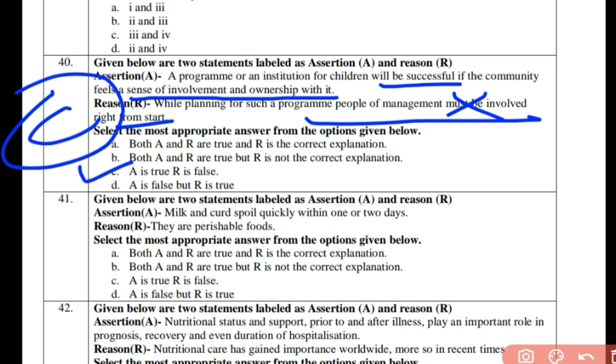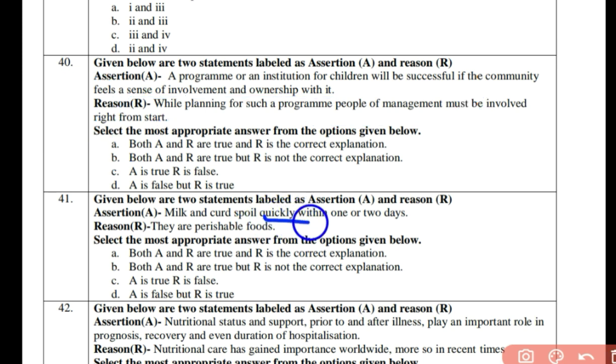Now, question number 41. Given below are again two statements labeled as assertion and reason. The assertion is milk and curd spoil quickly within a day or two. This is absolutely right. The reason is that they are perishable foods. This is also right. So both the sentences are true. It means C and D are not possible. Either both A and R are true and R is the correct explanation, or both A and R are true but R is not the correct explanation. So let us see.